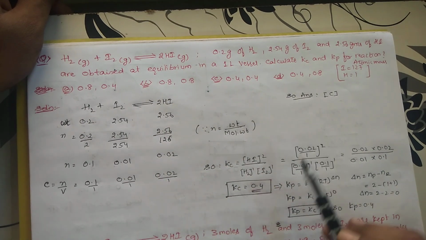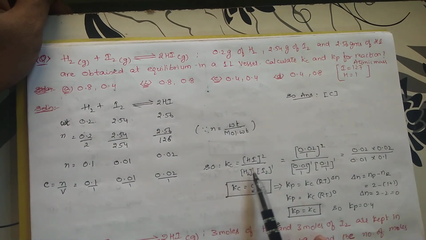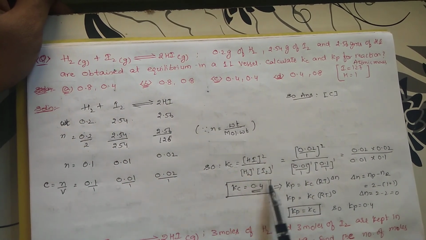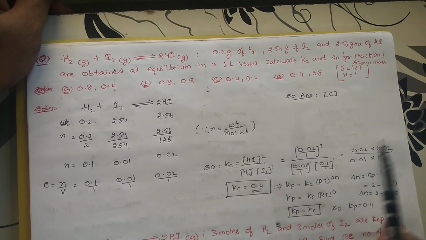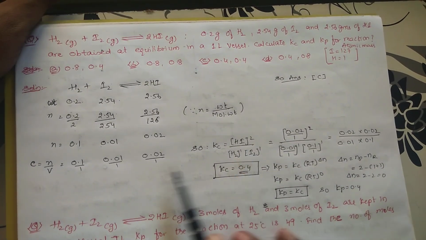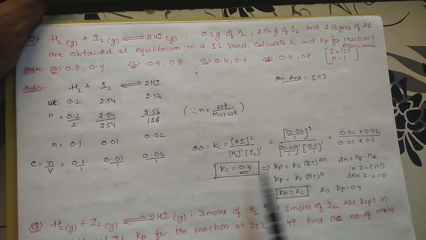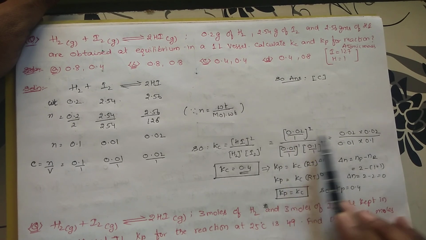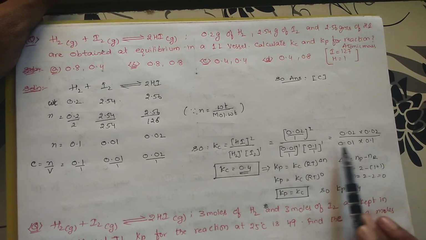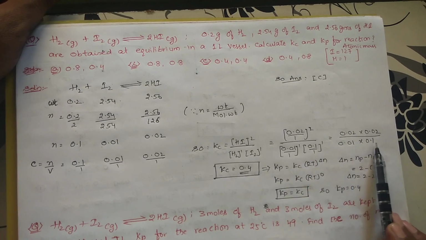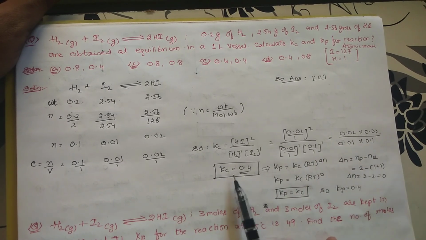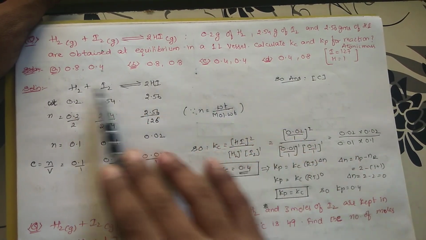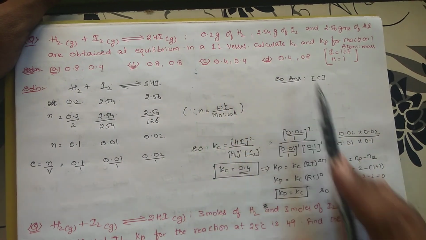If you write the equilibrium constant for this reaction, what happens? Kc is the concentration of HI, the product, squared, divided by H2 to the power 1 and I2 to the power 1. So the concentration of HI is 0.02 by 1, whole squared, divided by H2, 0.1 by 1, into I2, 0.01 by 1. So it is 0.02 into 0.02 divided by 0.1 into 0.01. On calculating that you get the Kc value as 0.4. Among these two you have the answers, because Kc is being asked, right? First, Kc is 0.4, which you have got here.